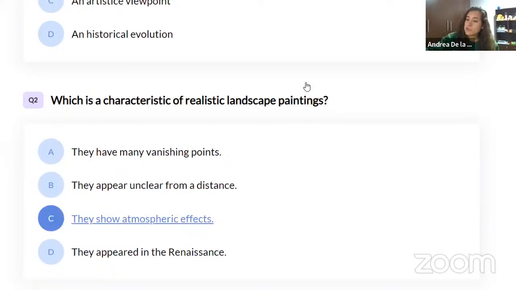Vanishing points were mentioned later, when they were talking about vanishing points. And clear from a distance, distances were mentioned, are related to linear perspective, right? If you understood the big ideas, then you know that. And the Renaissance art, or when they appear in the Renaissance, that is when they were talking about the history, right? But really, realistic landscape paintings were examples of aerial perspective. Well done.